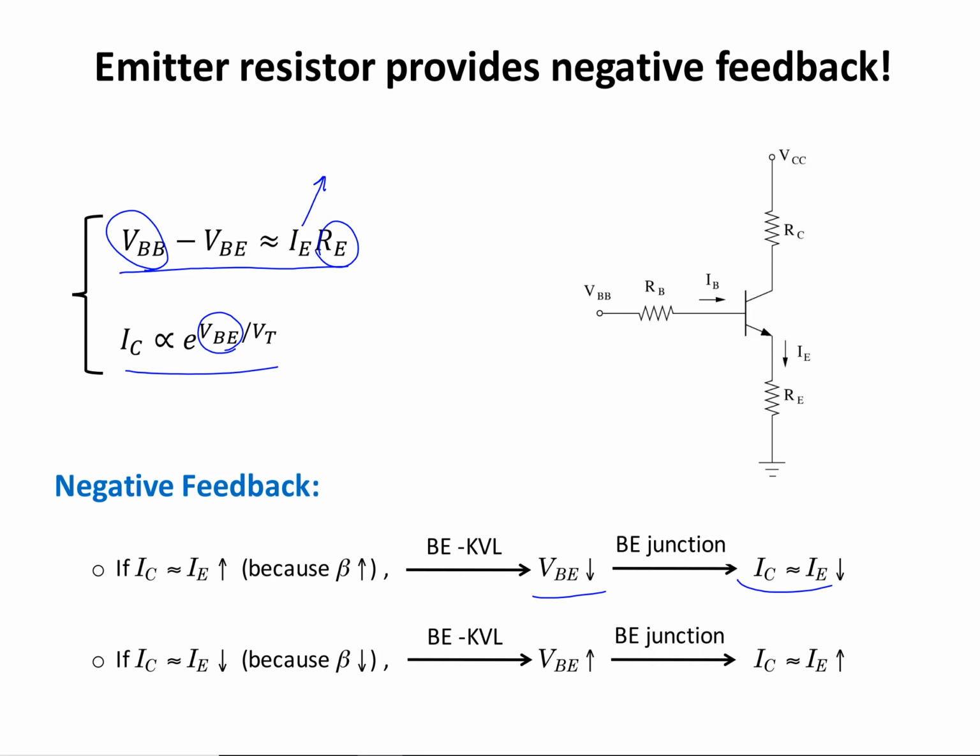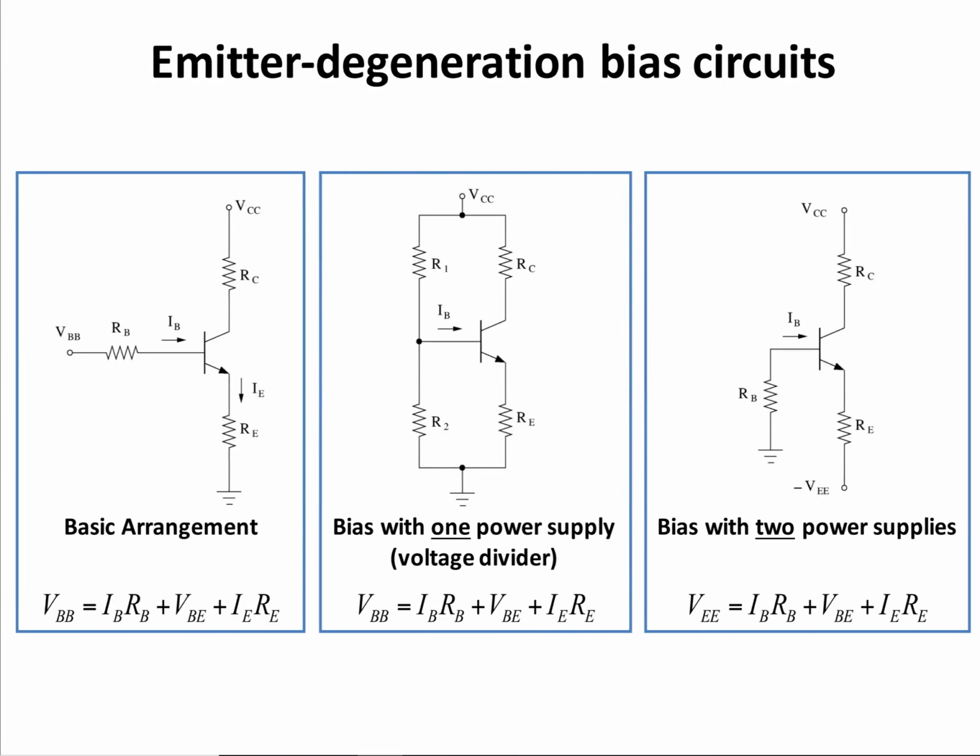On the other hand, if collector current or emitter current decreases because of changes in beta, and when beta decreases, then base emitter voltage is going to increase, and because IC depends on the base emitter voltage in an exponential form, IC is going to increase. So the emitter resistance provides negative feedback and provides stability in our circuit.